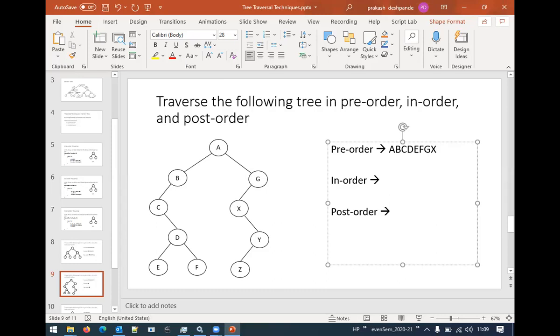Following? Now, I read X. Left of X, there is nothing. Now, where should I go? Right of X. On the right of X, what do I have? Y. Now, is this Y a root? So, root has to be read first. So, Y, I will read now.